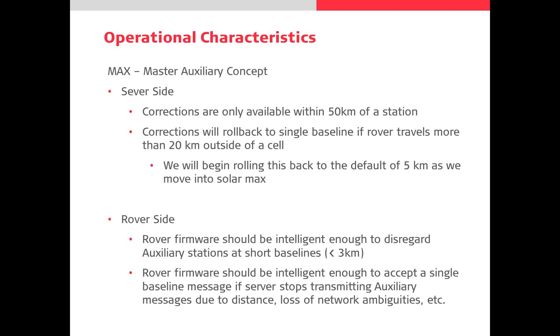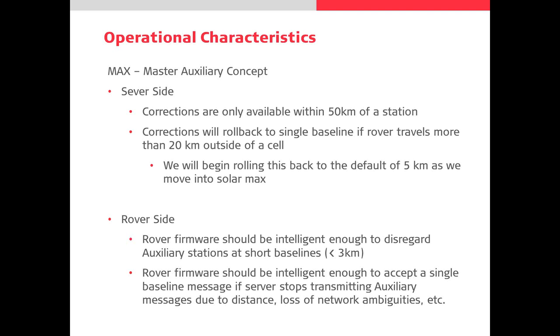On the rover side, operational characteristics, the rover firmware should be intelligent enough to disregard auxiliary stations at short baselines. So if I'm up close to a reference station, for example, say I'm within 3K of my master station, my rover should just completely disregard the auxiliary stations. I don't need to know the ionospheric, tropospheric, or satellite orbital models if I'm that close. They should be the same.